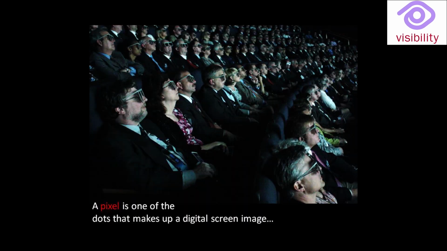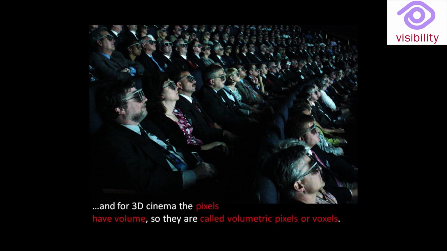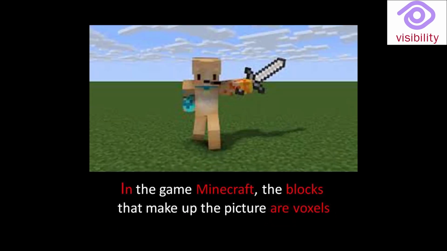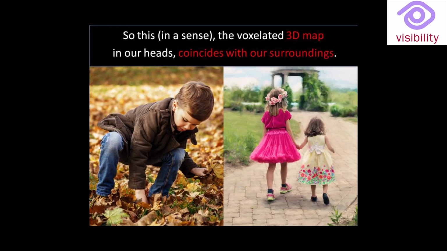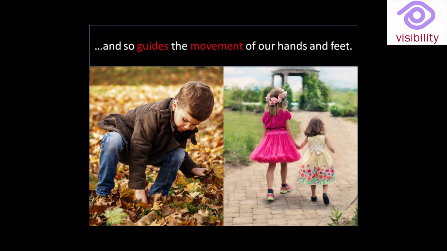A pixel is one of the dots that makes up a digital screen image. And for 3D cinema and for head scans, the pixels have volume, so they are called volumetric pixels, or voxels. In the game Minecraft, the blocks that make up the pictures are voxels. So, this, in a sense, voxelated 3D map in our heads coincides with our surroundings, and so guides the movement of our hands and of our feet.